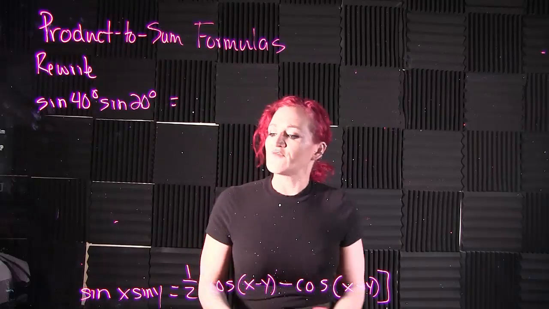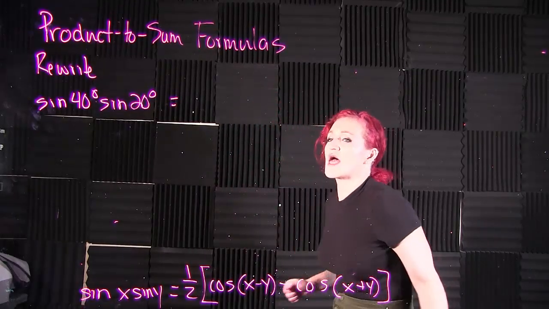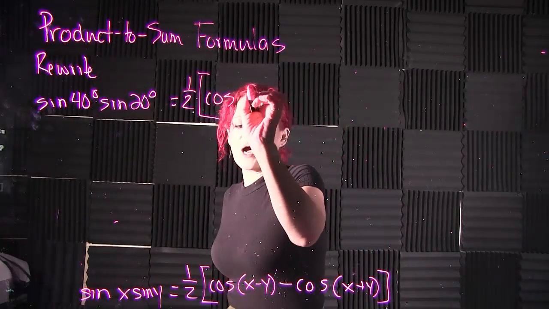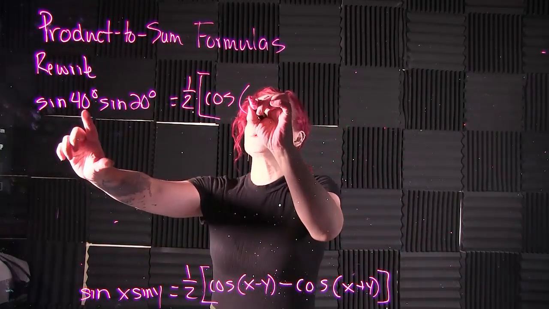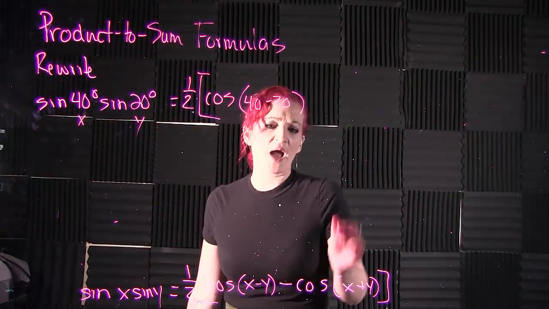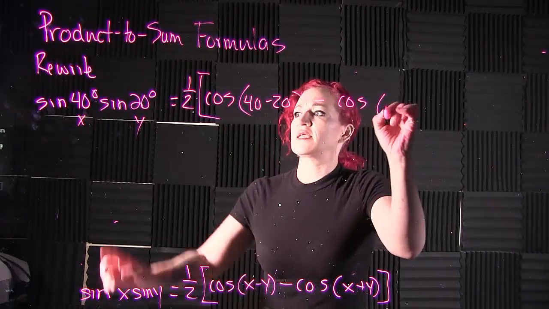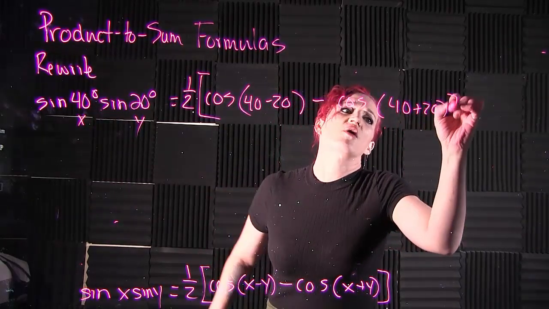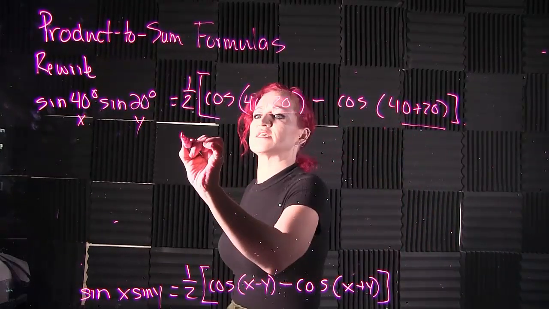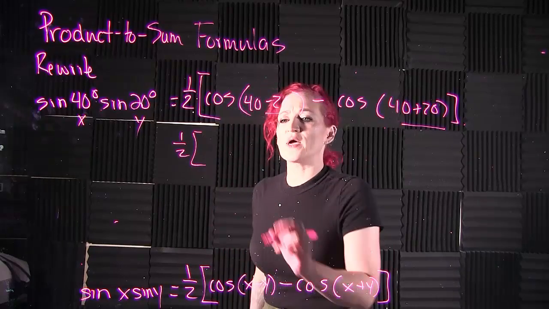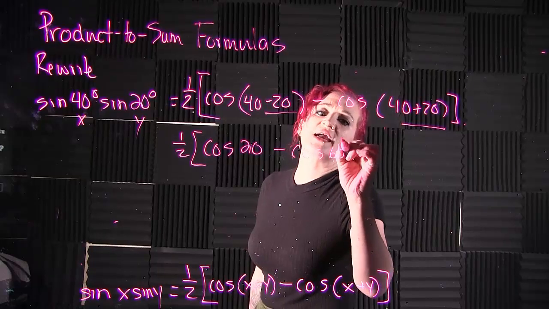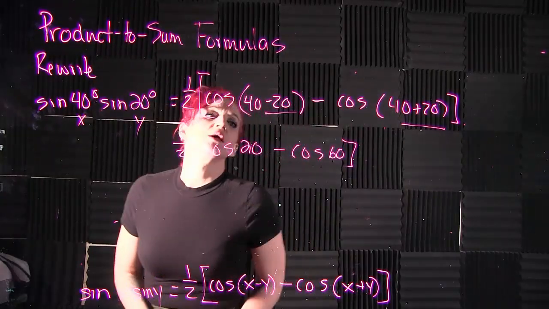If we have a sine times a sine, that is going to be 1/2 times cosine of x minus y, so that's going to be our 40 minus our 20. Again, this is our x, this is our y, minus cosine of our x plus our y. Go ahead and add, subtract inside here. So dropping down that 1/2, this is going to be cosine of 20 minus cosine of 60. Now we just need to finish simplifying this.